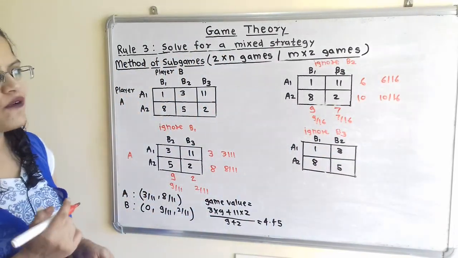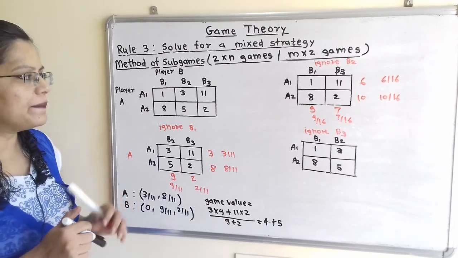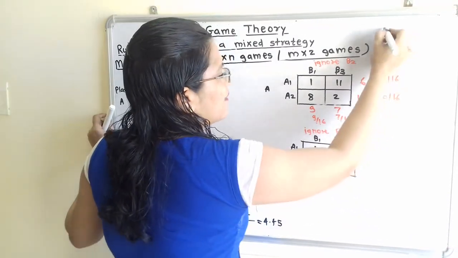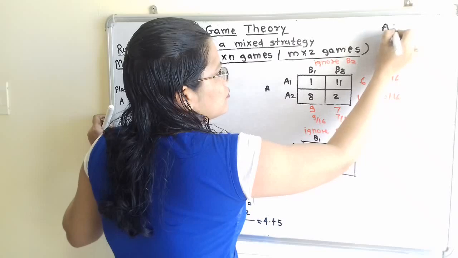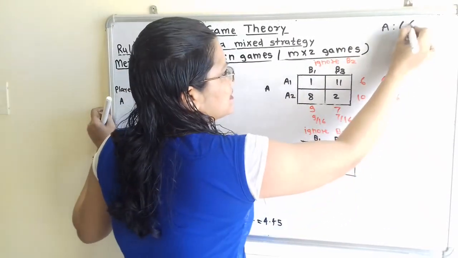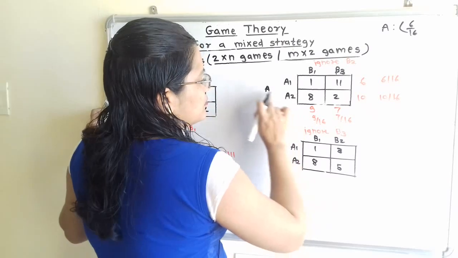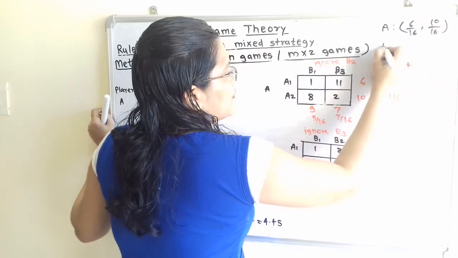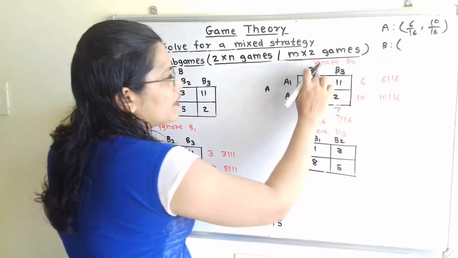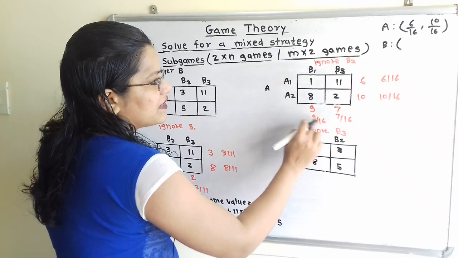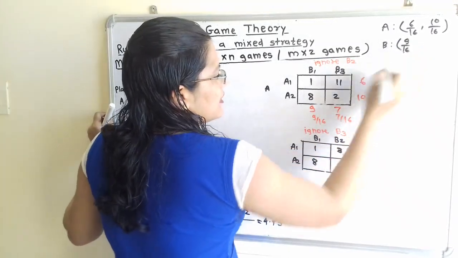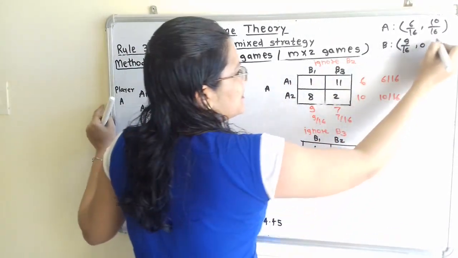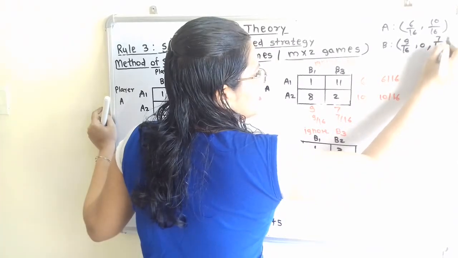Now in the same way we have to write the optimal strategy for A and B. So what is the optimal strategy for A? A should use strategy A1 6 by 16 times and strategy A2 10 by 16 times. Now we will write for B. B should use strategy B1 9 by 16 times and B2 is ignored, so here we will write 0, and should use strategy B3 7 by 16 times.